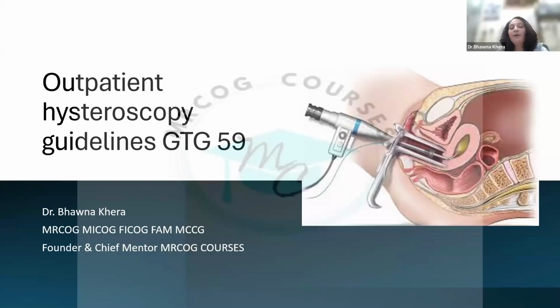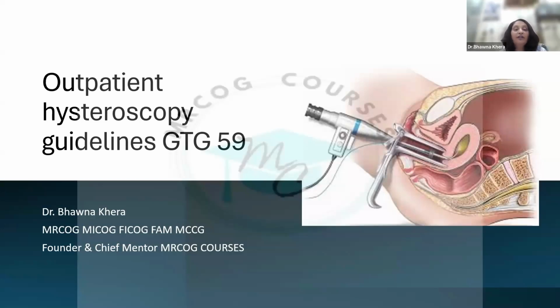This is Outpatient Hysteroscopy Guidelines, GTG 59. So we are going to talk about this new guideline. This is the updated version and hence it is very important for the current exam. So it is important for all the parts, part 1, part 2 and part 3. Part 2 students can expect a good number of questions, EMQs from this, and the part 3 ones can go ahead with the consent stations, which could be the most important one. So I'm covering the guideline as per the requirement of all the parts. So it will be beneficial for you all, right?